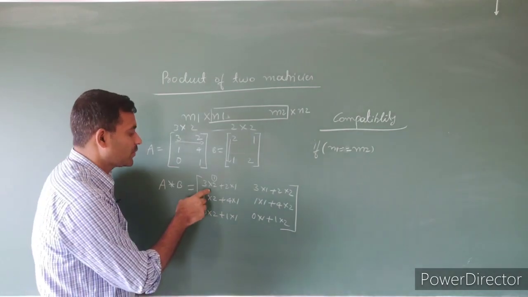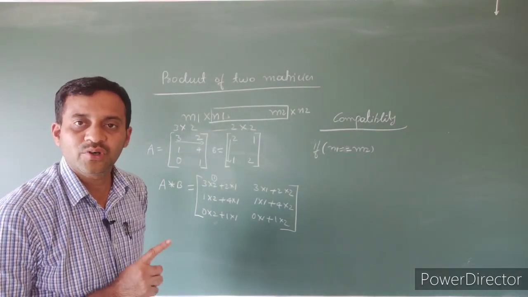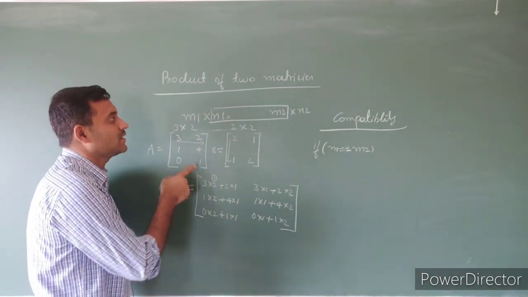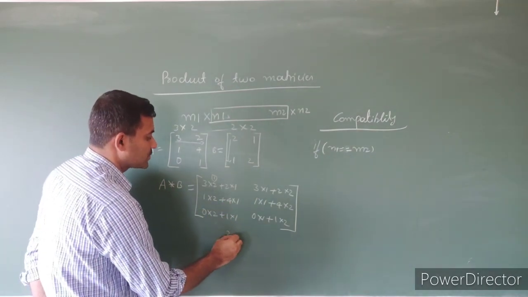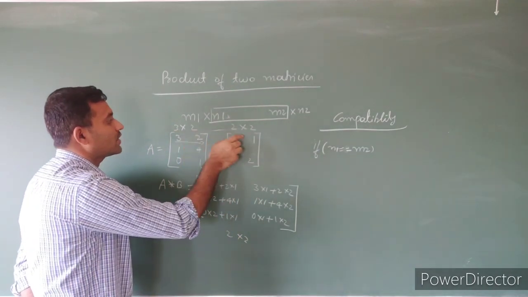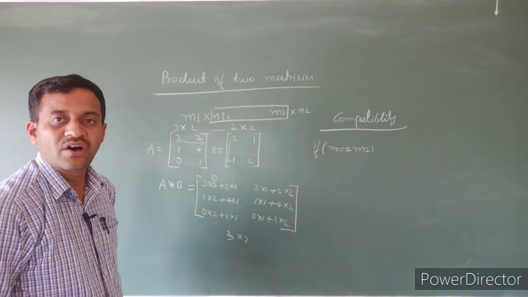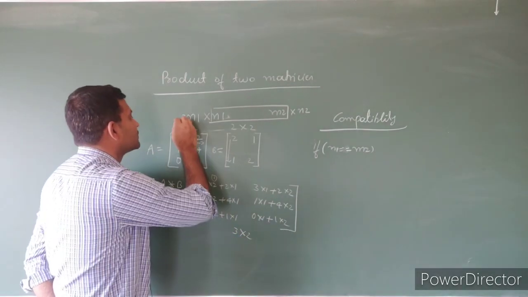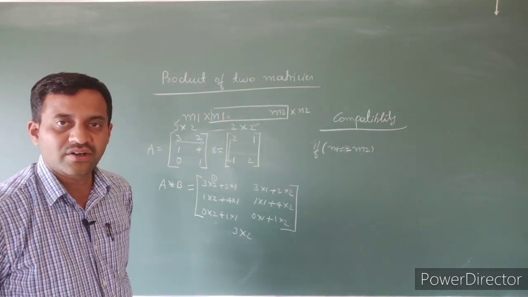See here we perform both multiplication and addition. The resultant matrix gives the product of two matrices. Here the order is the outer order, 3 cross 2. The resultant matrix returns the outer order, that is 3 cross 2. So 3 cross 2 is the resultant matrix order.